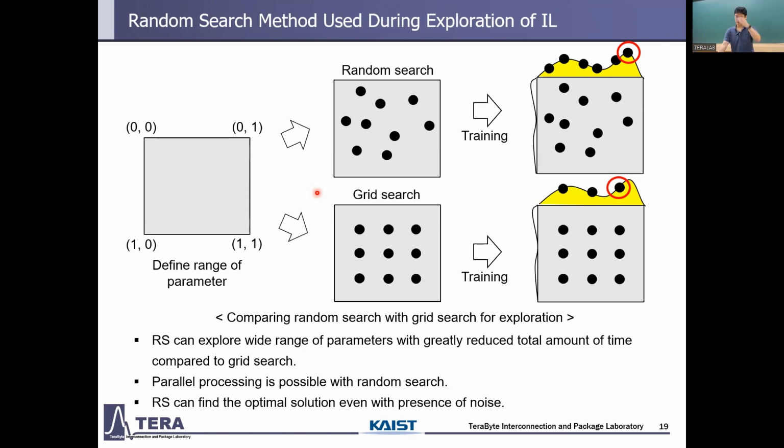Random search can explore a wide range of parameters with great efficiency. Also with random search, we can have parallel processing, and random search can find the optimal solution even in the presence of noise. In the comparison with grid search, our optimal point is here, but if you just have a grid search, we can't find the optimal point. I can't say random search has the best performance, but it has great efficiency while training on the data. Our key is efficiency, not accuracy here. So I chose random search as the method to explore the data.